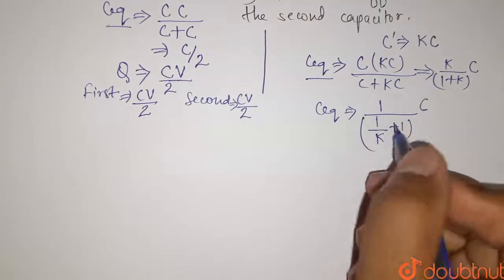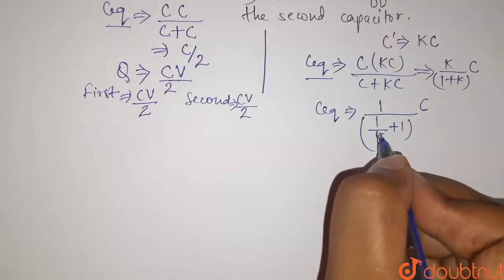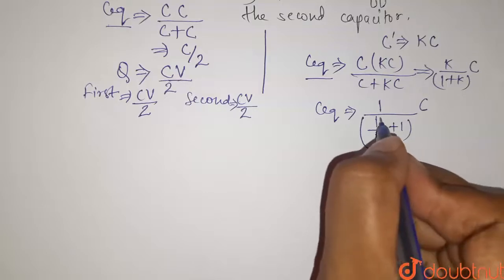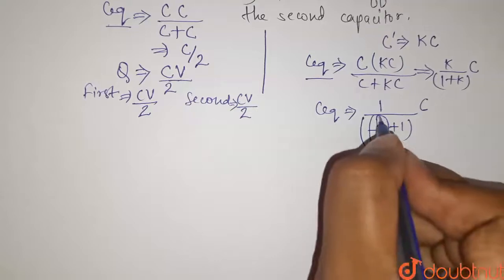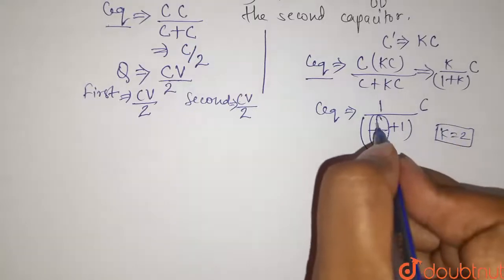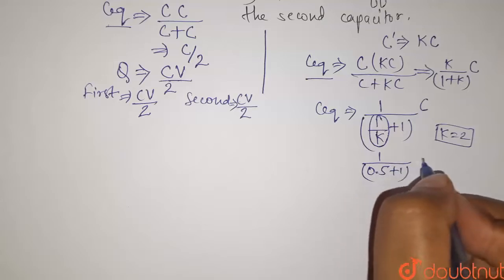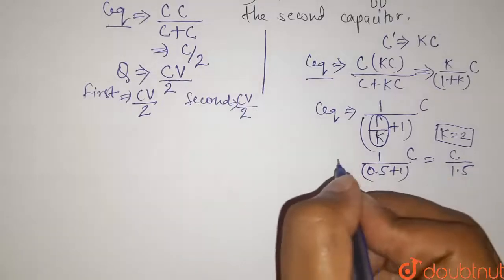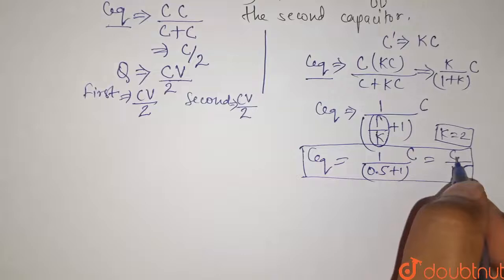Now look carefully here. We know the value of K is always greater than 1, or it can be equal to 1 for vacuum. If K is greater than 1, then this whole term will be less than 1. Let us suppose K equals 2. Then 1 upon K equals 0.5, plus 1, into C. So this value becomes C upon 1.5. This is the equivalent capacitance in the second case.